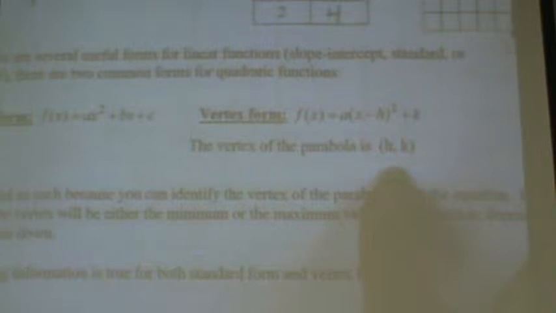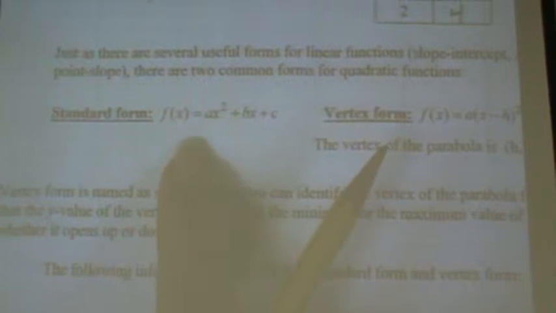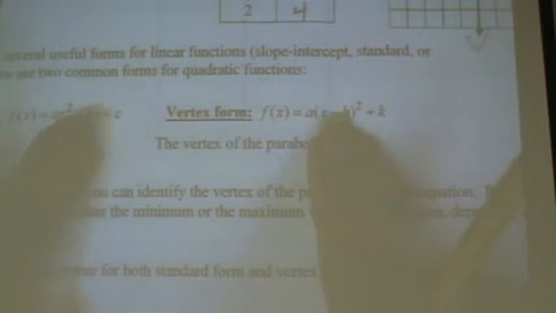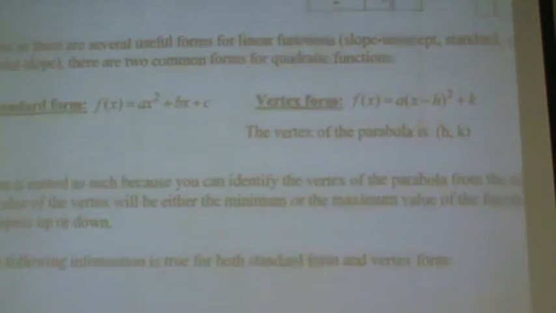What's nice about the vertex form is you can get the axis of symmetry, x equals h, and the vertex real quick. We're going to concentrate on standard form in the next few days, but we're going to just look at vertex form, where the vertex is going to be easy for us to pick out, and same with the axis of symmetry, okay? So we have two different forms. Today is strictly vertex form.